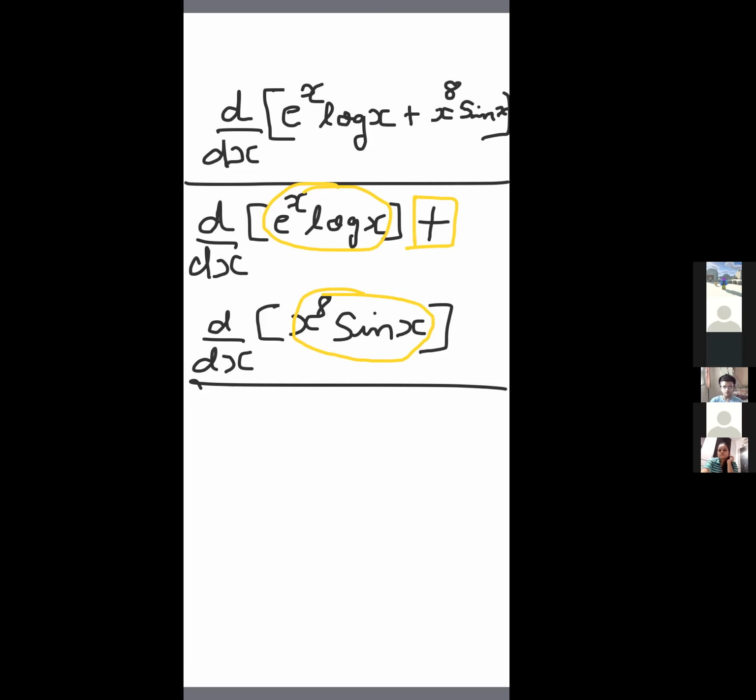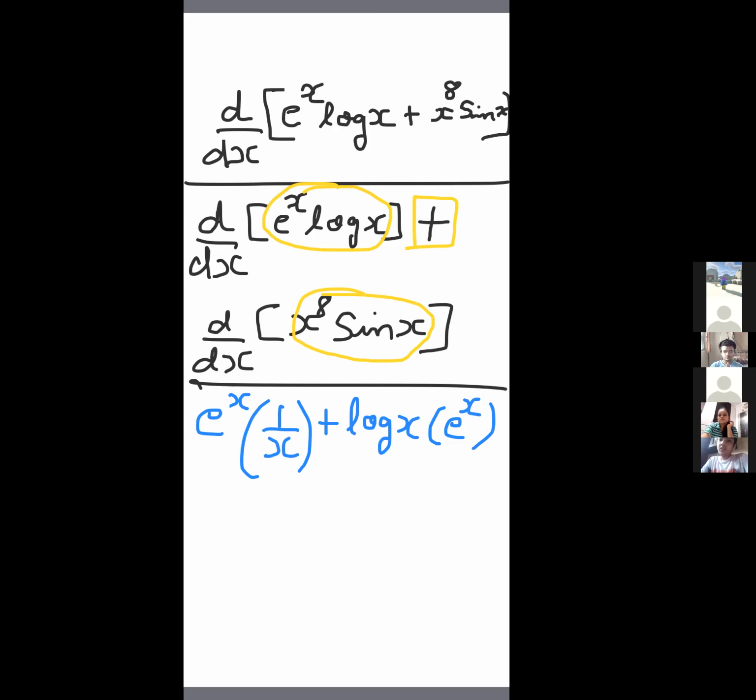So let me do the first part, e power x log x. I'll just directly write the answer. Tell me if you're understanding. First term as it is, which is e power x, into differentiation of the second term, which is 1 by x, plus second term as it is, which is log x, and differentiation of the first term is e power x. So this is the product rule applied to the first part. That is first term into differentiation of second plus second term into differentiation of first.